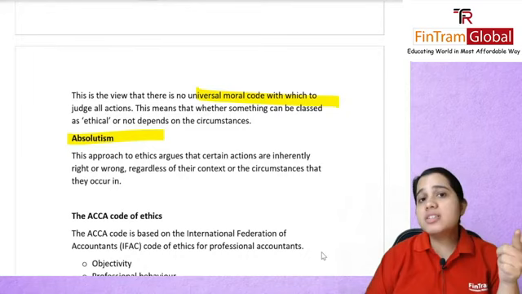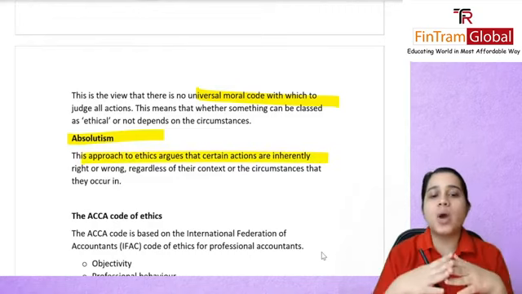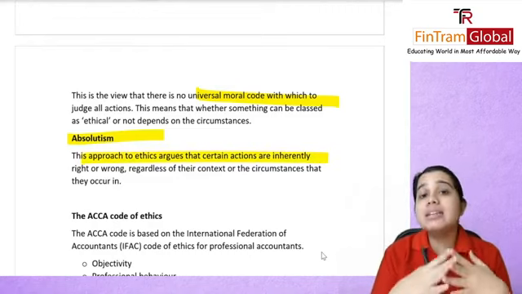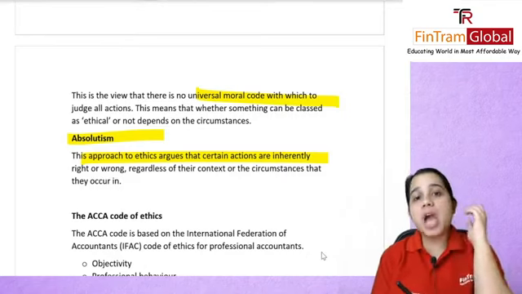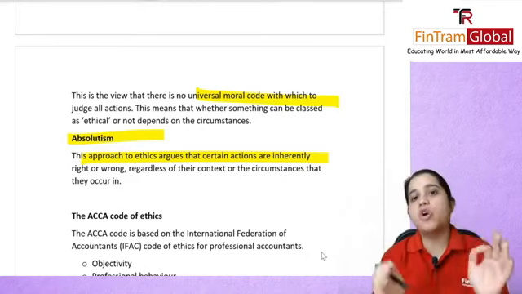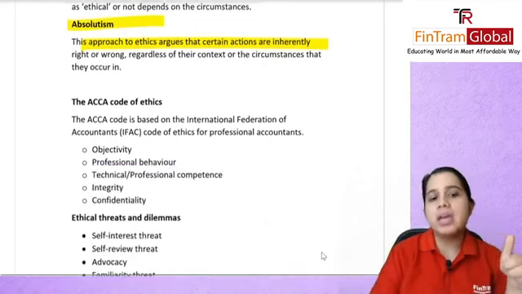You have your absolutism, as I just mentioned, or your deontological approach. This approach to ethics will argue that certain actions are inherently right or wrong. They'll say that killing a person will be absolutely wrong, even though it was done for self-defense. So it's good to remember these terms and what they are talking about.